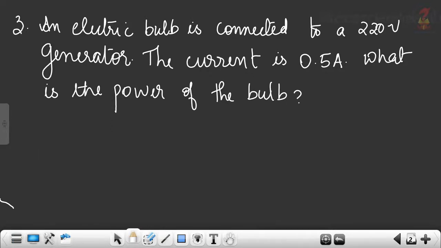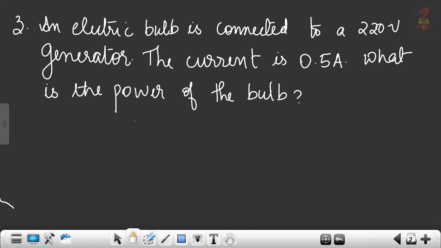The question is, an electric bulb is connected to a 220 volt generator. The current is 0.5 ampere. What is the power of the bulb? So first we will write what all things are given in the question and what is to be found or calculated. Then according to that, we will select the suitable equation, substitute in that equation, and find the answer.